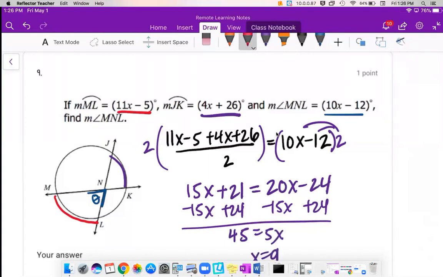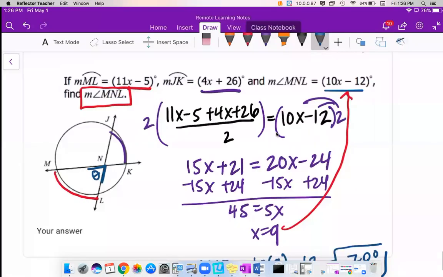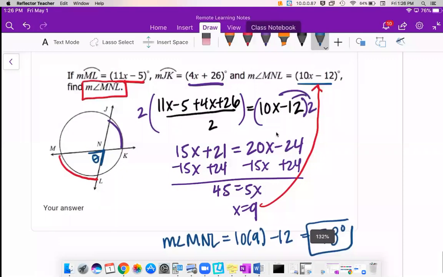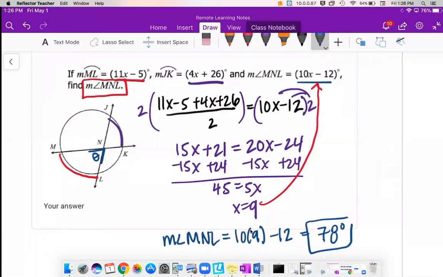And then remember, this is the double loaded question. They want you to find this angle. So you got to take this and plug it back in here to find the angle. So the measure of angle MNL is equal to 10 times 9 minus 12. So 78 degrees if you plug that into your calculator. Oh, you guys weren't seeing that. So you just plug it back in here. 10 times 9 minus 12 is going to be 78 degrees.